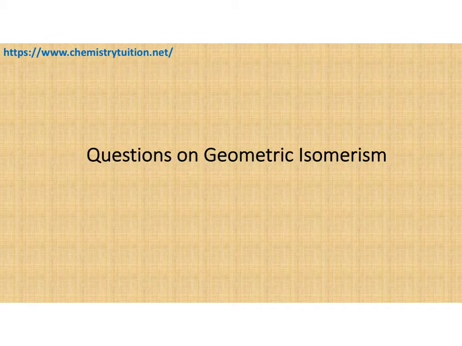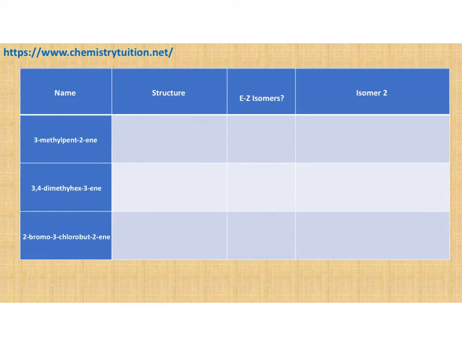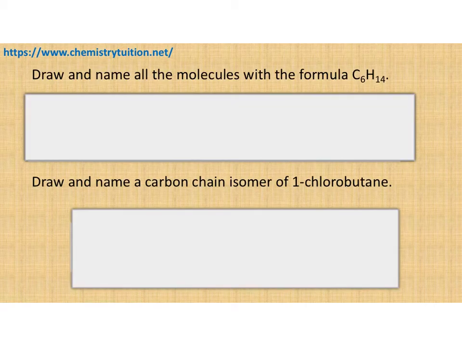And here are some questions on geometric isomerism. We're going to fill out a table where you've got the name and we're going to draw the structure and decide whether that will have E/Z isomerism, and if it does we will draw the other isomer. And there's a second page to the table there. So let's have a go at doing the answers for the structural isomerism questions.